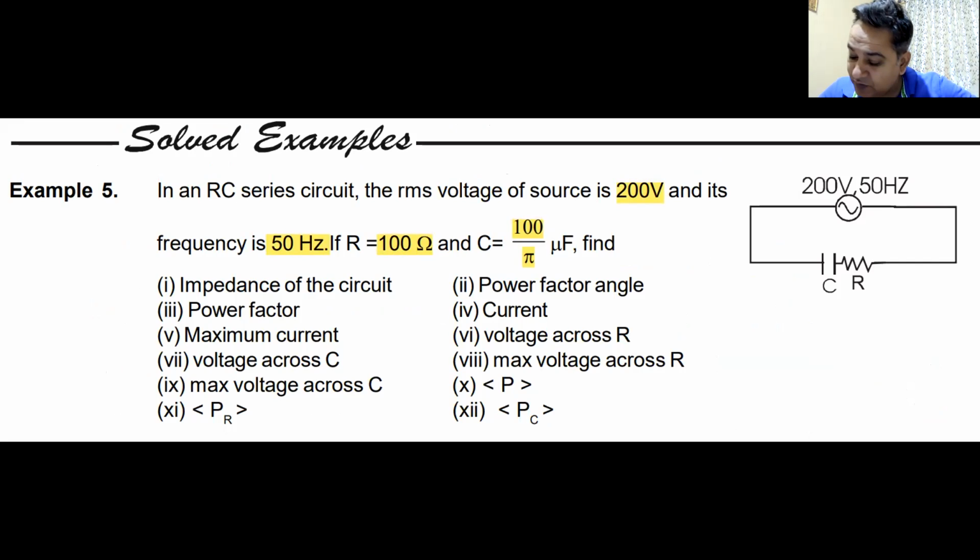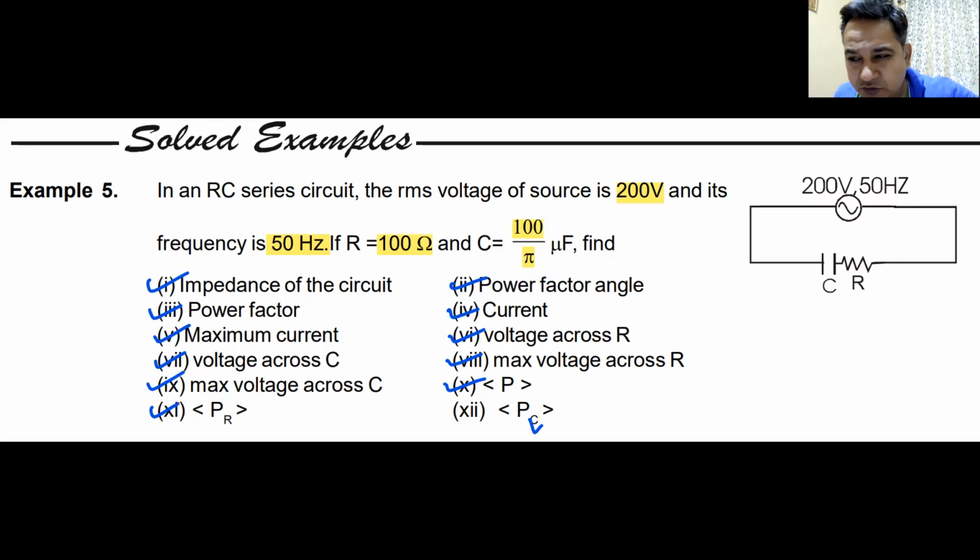We have to calculate all these things. Number one is impedance. Number two is the power factor angle, that is phi. Third is power factor. Fourth is current, meaning RMS current. Maximum current, meaning I naught. Voltage across R, that means RMS voltage across R. Voltage across C, RMS voltage across C. Maximum voltage across R. Maximum voltage across C. Average power, average reactive power, and average virtual power.